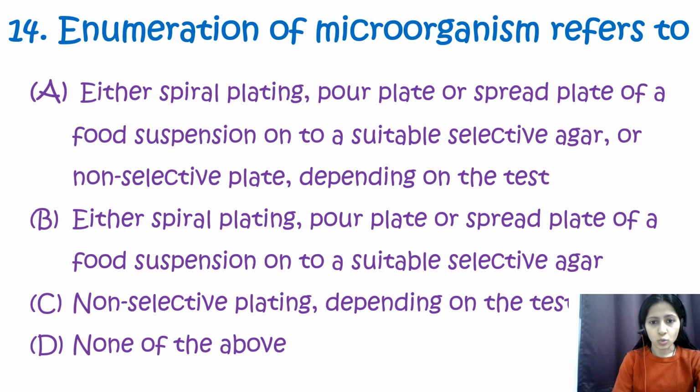So actually enumeration of microorganisms refers to either spiral plating, pour plate or spread plate of a food suspension onto a suitable selective agar or non-selective agar, depending on the tests. So the correct option is option A.